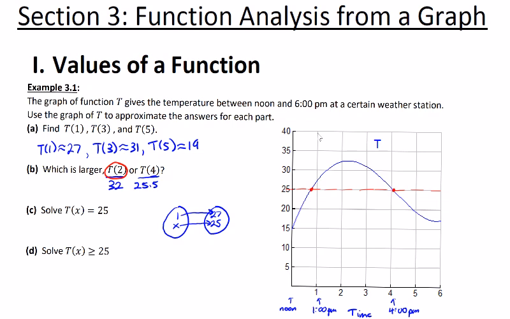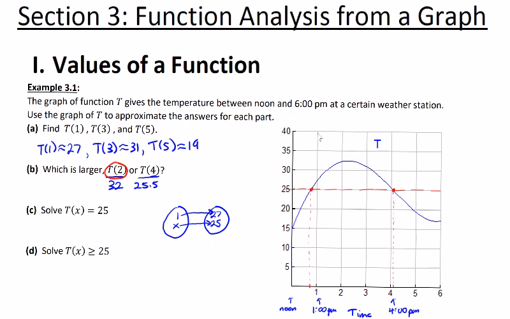Sometimes you may only have 1. Sometimes you'll have more than 1. This one happens to have more than 1. And then I can take each one of these points and translate them down to the horizontal axis, and check to see what is going to be the x value that I can associate with each one of those points. And that's going to give us our solution. After all, it does say solve the equation T of x is equal to 25.